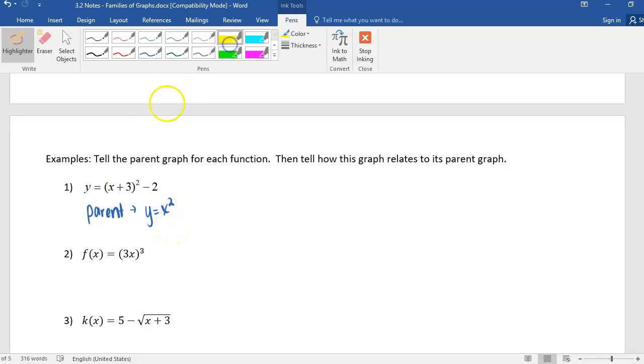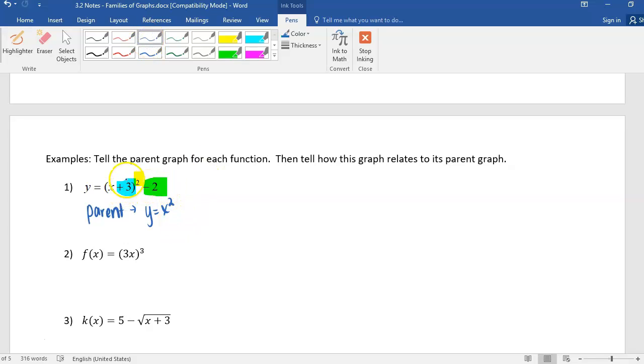Once I've figured out what type of graph I'm dealing with, I'm going to look for everything that's different than just y equals x squared. So for this one, I've got a +3 on the inside, and I've got a -2 on the outside of the parentheses.